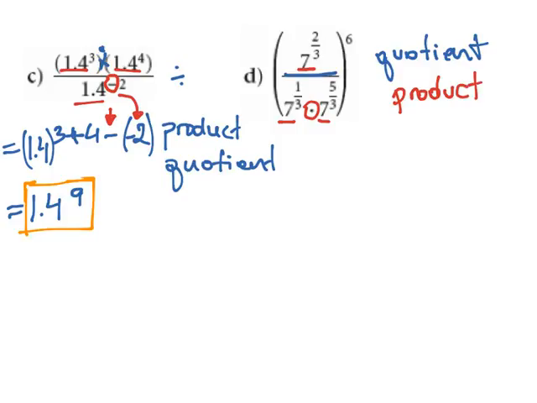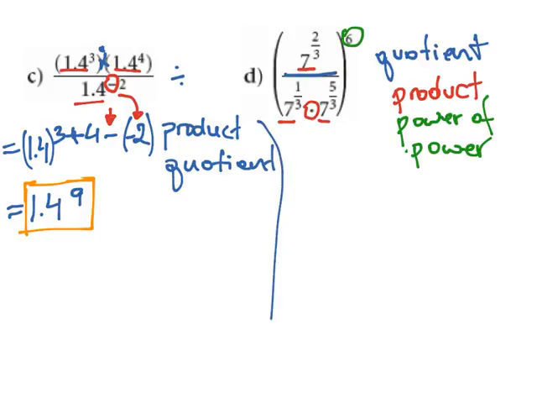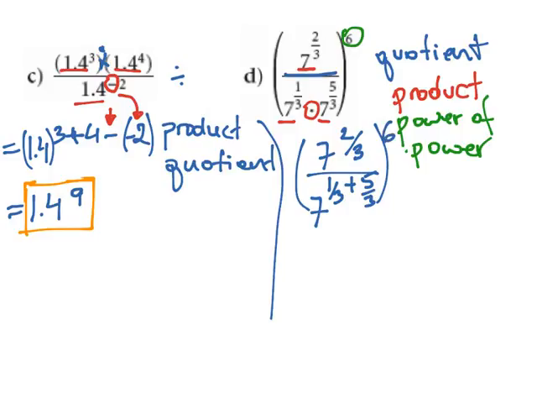What I'm going to do is use the product rule first, then the quotient rule. And of course the last thing, because it's outside the bracket, we'll have to use the power of power rule. So the first thing is that I will use the product rule, so we're going to add the exponents for the bottom denominator. So 7 to the power of 2/3, and we have 7 to the power of 1/3 plus 5/3. The reason why it's plus is because the product rule tells us that we have to add the exponents.